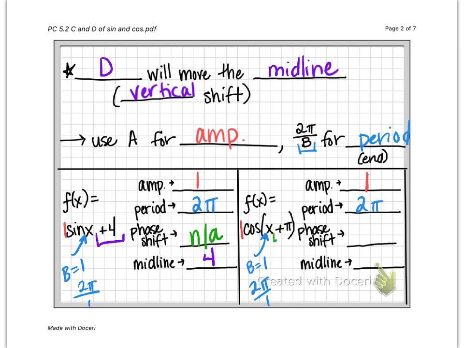Now we have a phase shift. So this graph has a phase shift. It's going to always move in the opposite direction as the sign in the parentheses, which we've seen again before with all kinds of parent function transformations. So the phase shift is going to be a negative pi. It's going to move to the left pi units. And the midline, there is no vertical shift on this, so the midline will be at 0 at the axis.